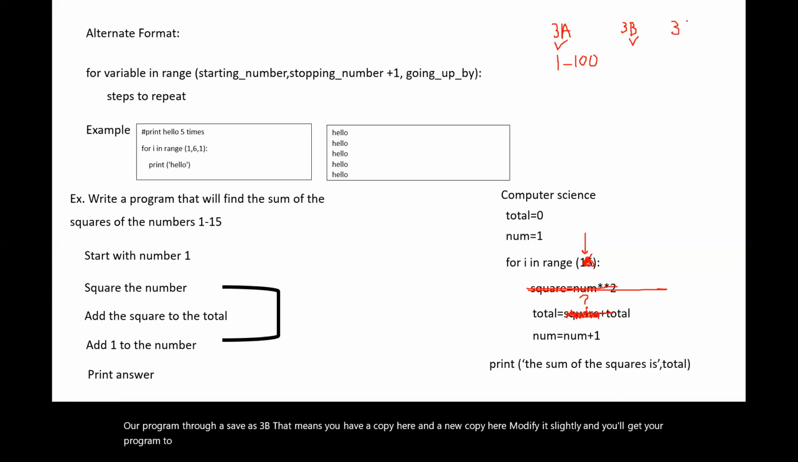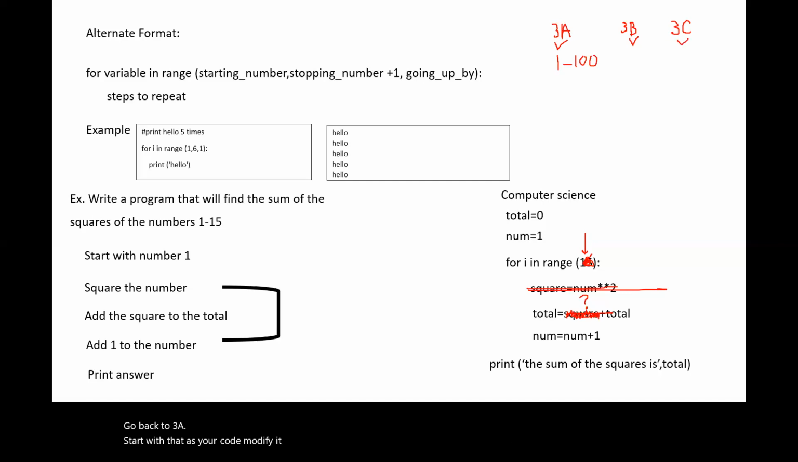3C, go back to 3A. Start with that as your code, modify it slightly, and then change it so it works for 3C. 3D, same idea. Start with your code for 3A, modify it slightly, and that'll give you the program for 3D.